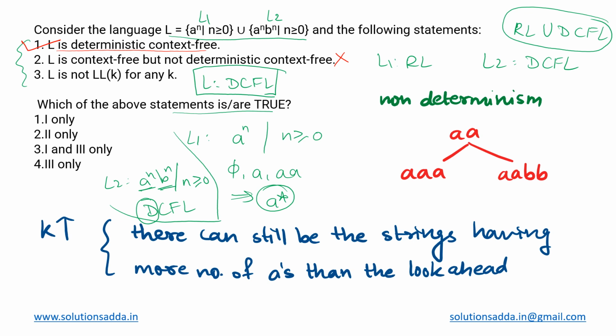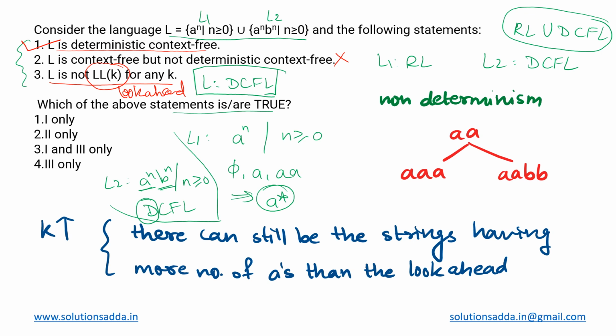Then the third one, L is not LL of K for any K. Now what do we mean by this LL of K over here? We have seen such type of languages. Here this K is a look ahead. So for any value of K, L can never be a LL of K. That is what it is saying. So let us analyze this statement.